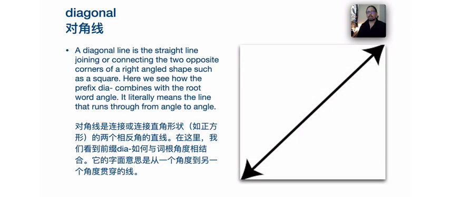A diagonal line is the straight line connecting the 2 opposite corners of a right-angled shape, such as a square. Here we see how the prefix dia combines with the root angle. It literally means the line that runs from angle to angle.